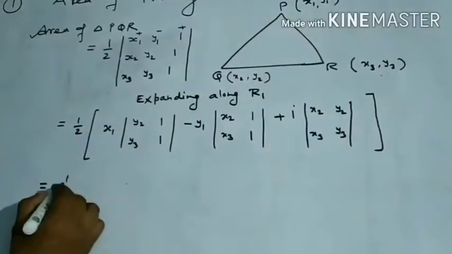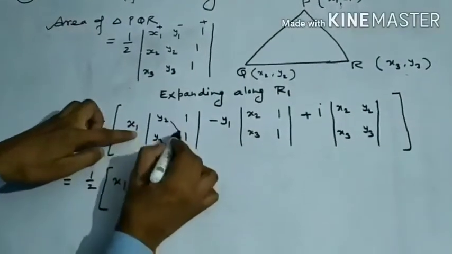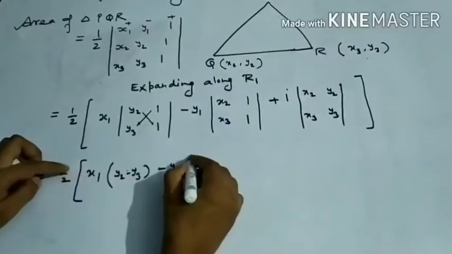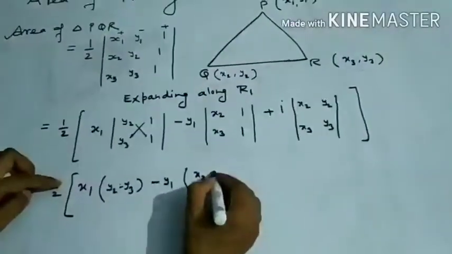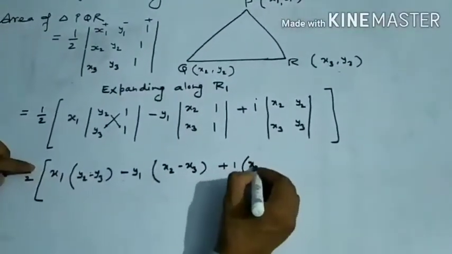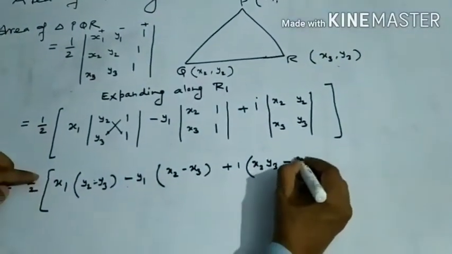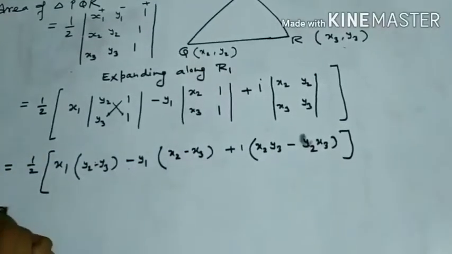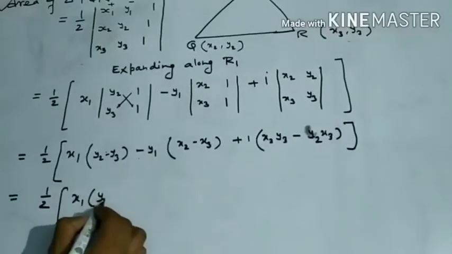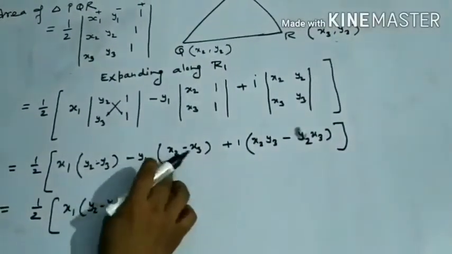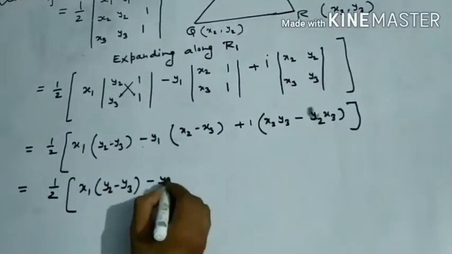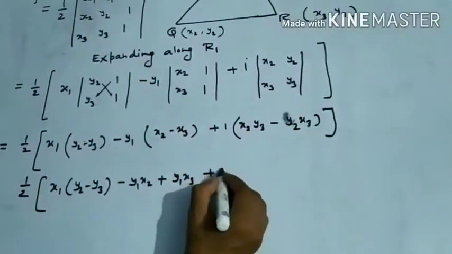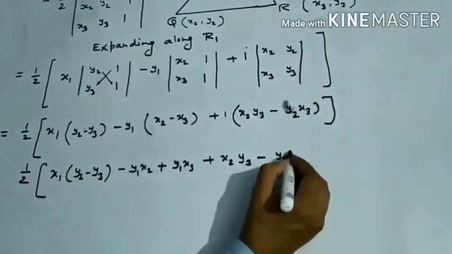Now, this is 1 by 2, then x1. Here you have to apply cross multiplication, so we get y2 minus y3, minus y1 times x2 minus x3, and plus 1 times x2 y3 minus y3 x2. So this is equal to 1 by 2 of x1 times y2 minus y3, and then multiplying inside, we get y1 x2, which becomes plus y1 x3, plus x2 y3 minus y2 x3.